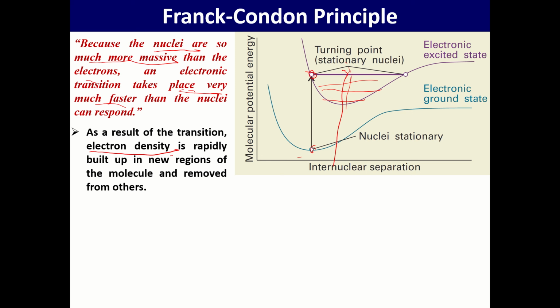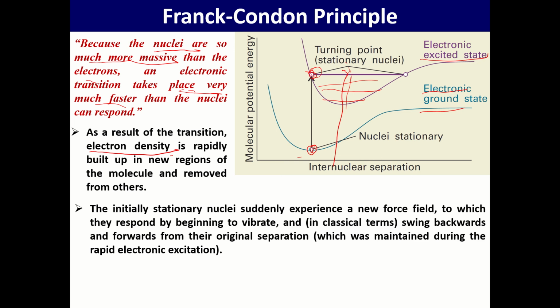Electronic ground state, electronic excited state, and it is at the turning point of the vibrational motion. While initially यहाँ पे you started with a vibrational motion at the center, at the mid of the vibrational motion, which was the mean position, you ended up at the terminal point here, the turning point of this vibrational level.